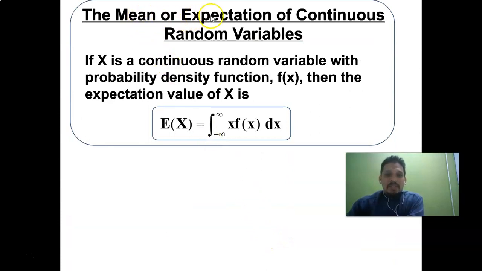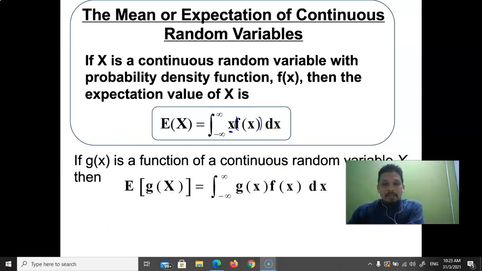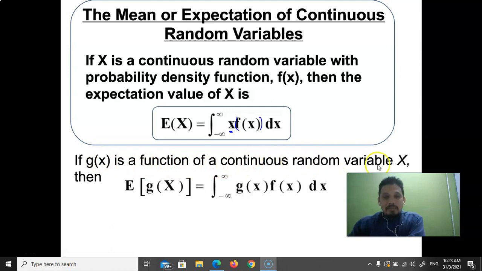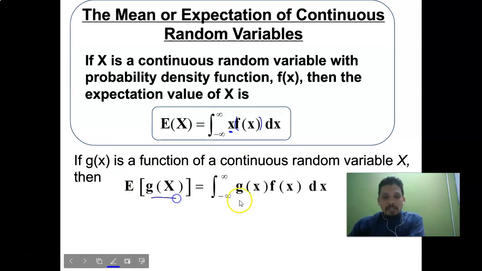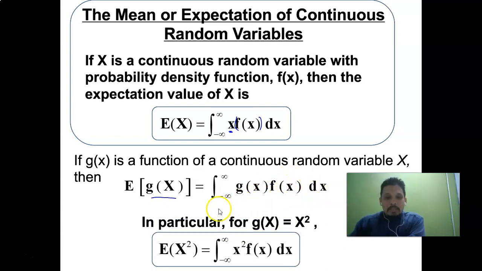So, mean or expectation of continuous random variable. X is the continuous random variable with the probability density function of fx, then the expected of x is equal to the integral of x multiplied with the function of fx dx. If gx is a function of a continuous random variable, then expected of gx equals the integral from negative to positive infinity of gx multiplied with fx dx. In particular for gx equal to x squared, we are not going to discuss much on this part here. We're going to look strictly into an example to make clear what it is all about.